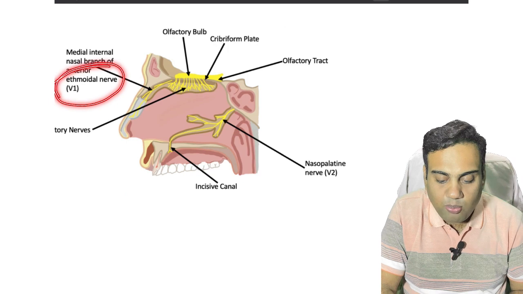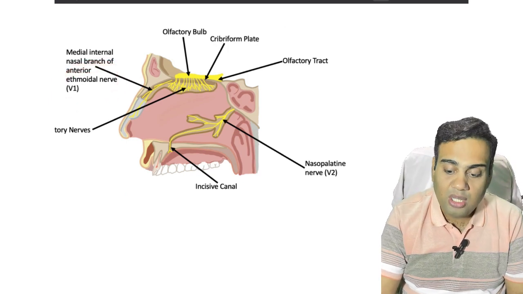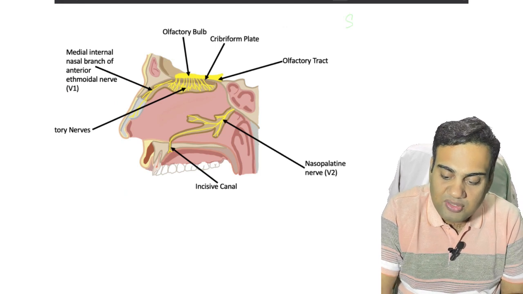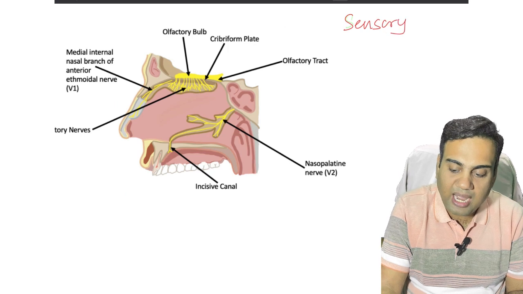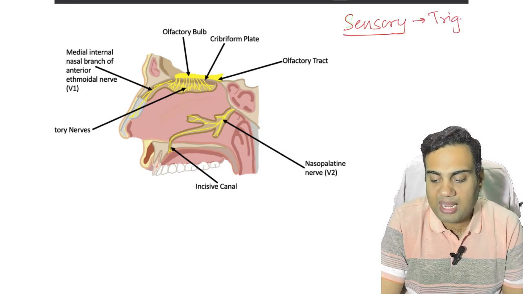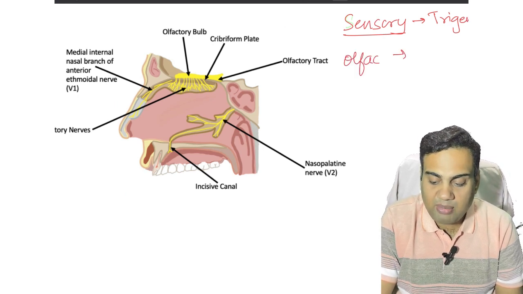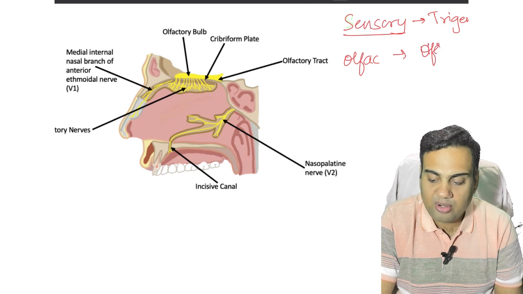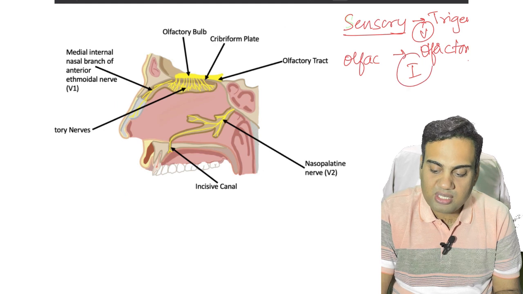And you've got the ethmoidal nerve, which is a branch of the ophthalmic branch of the trigeminal. So the main sensory nerve supply to the nasal septum is by the trigeminal nerve, and olfaction is occurring via the olfactory nerve. Trigeminal is your fifth nerve, and this is your first cranial nerve.